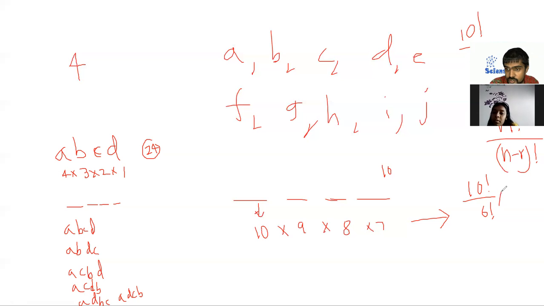Now these are avatars. Permutations are avatars. How many different ways in which you're seeing. But the actual teams are, each one is getting counted how many times? 4 factorial times, no? Yeah. Into 10 factorial by 4 factorial, 6 factorial.